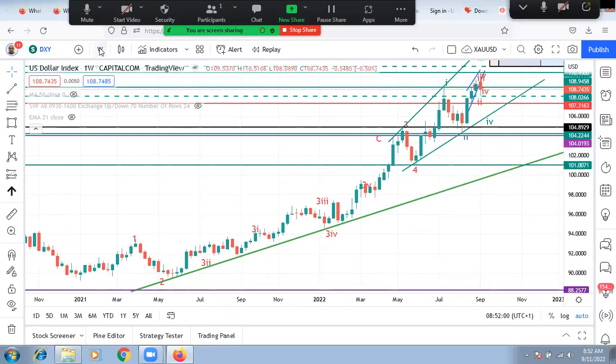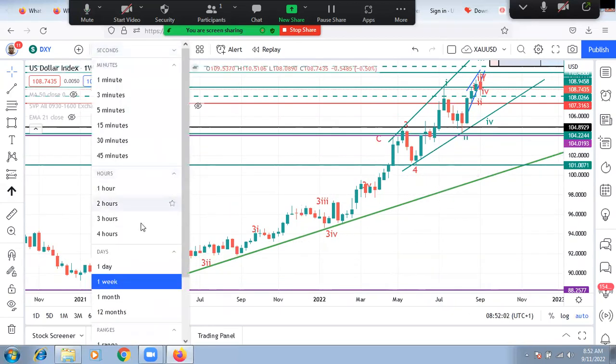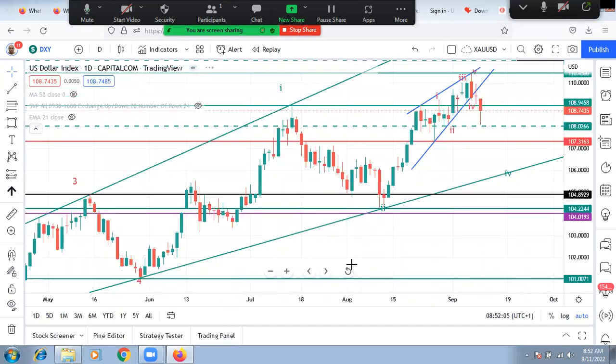Let me go on daily so that we'll see that ending structure, and leave the weekly candle. So we are doing an ending structure.